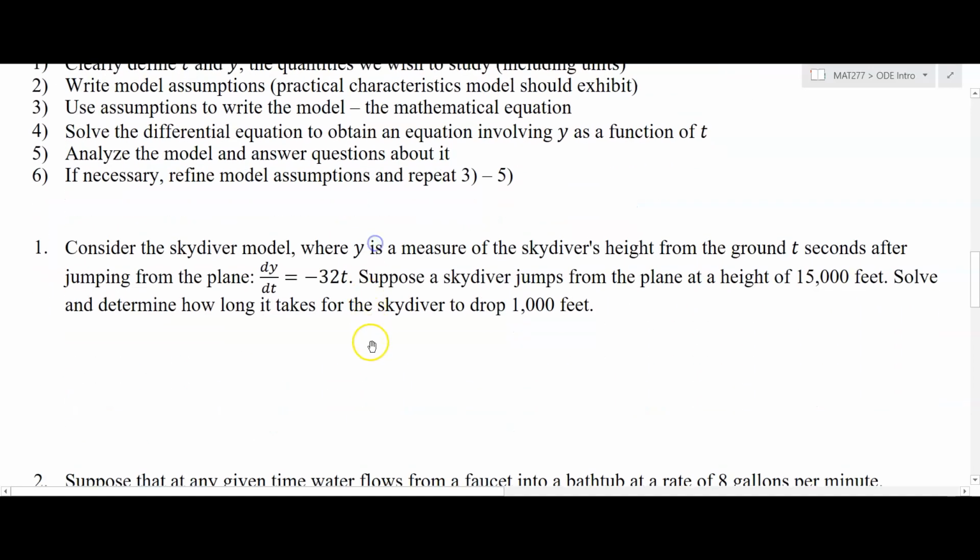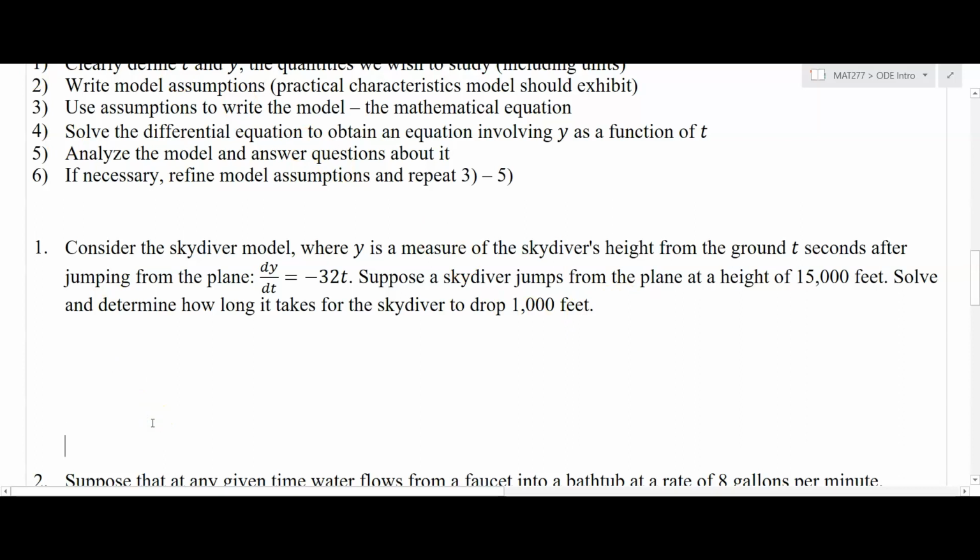So let's take a look at one equation that's already written for us. Consider the skydiver model, where y is a measure of the skydiver's height from the ground, t seconds after jumping from the plane. So dy dt equals negative 32t. Suppose a skydiver jumps from the plane at a height of 15,000 feet. Solve and determine how long it takes for the skydiver to drop a total of 1,000 feet.